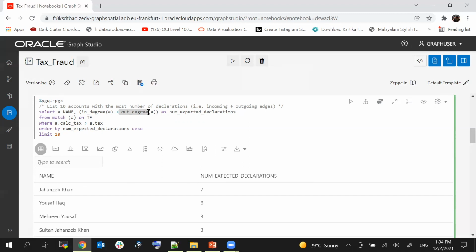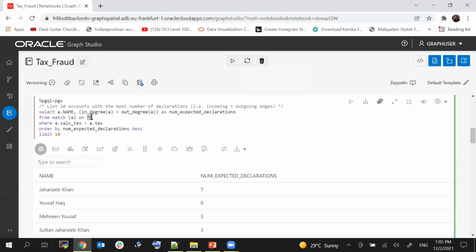And we try to make a sum as the number of expected declarations. We want to get the name of that particular individual wherein he has invested in a lot of property, or he is also receiving a lot of money, and then try to identify that particular graph.